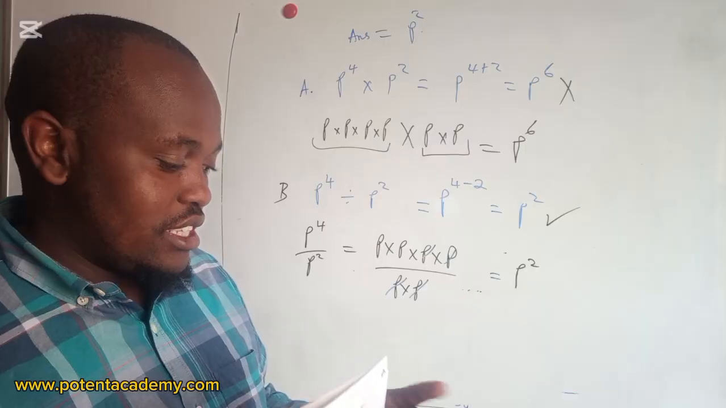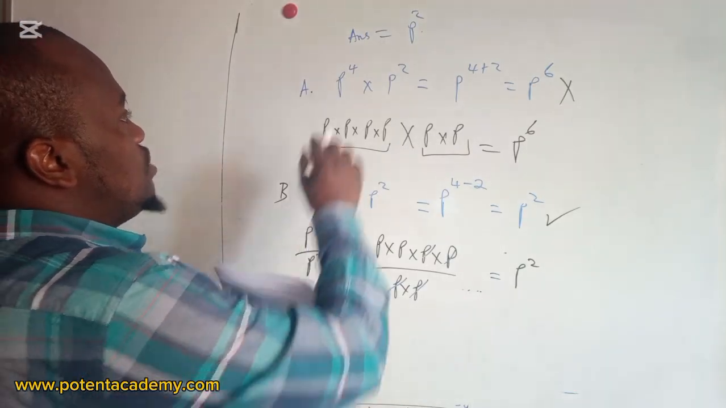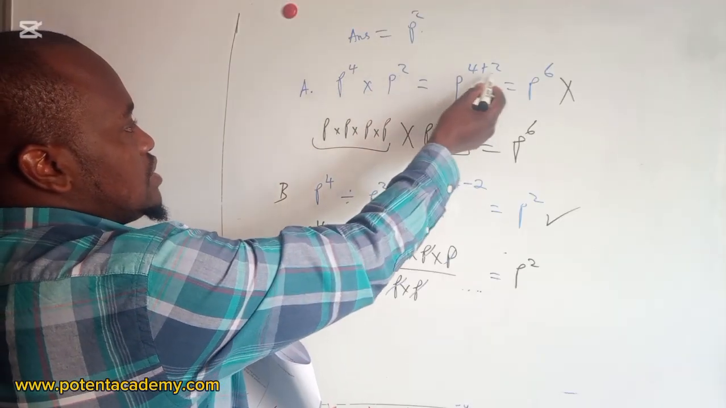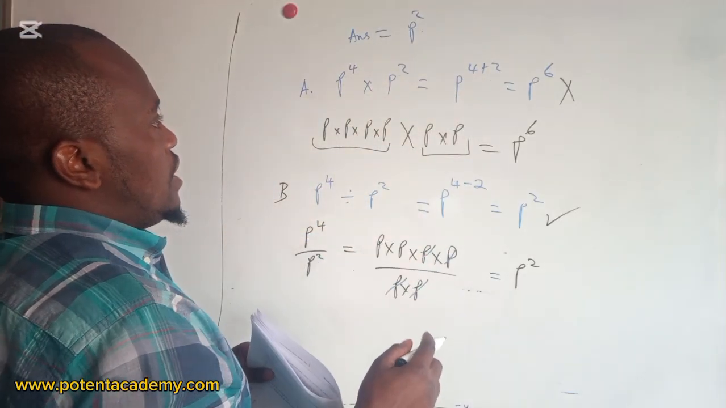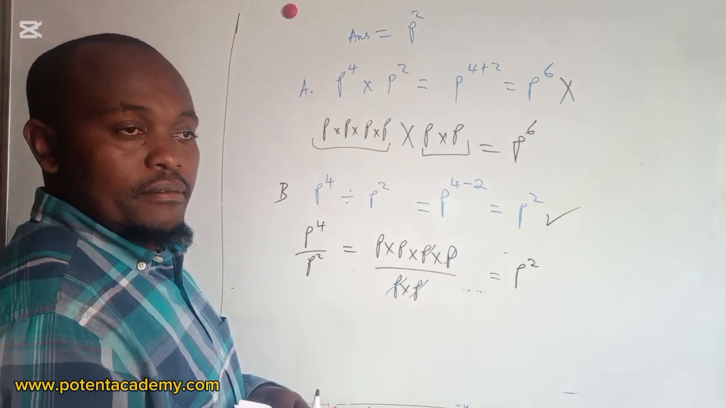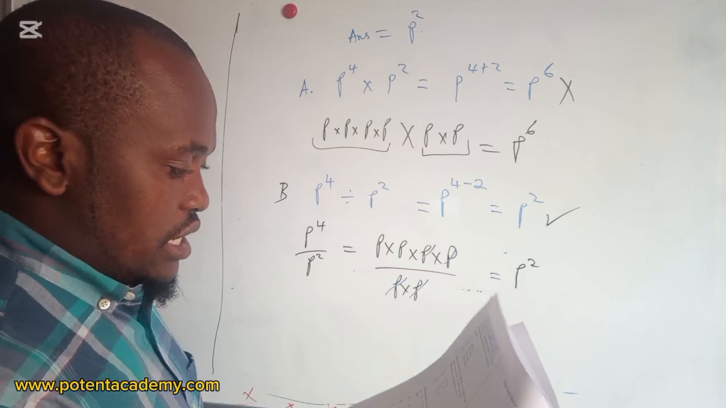Easy? So you need to know the laws of indices: when you are multiplying, you add the powers if the base is the same. That's a rule. And when you are dividing, you subtract the powers. Yes. And you can demonstrate with real numbers.